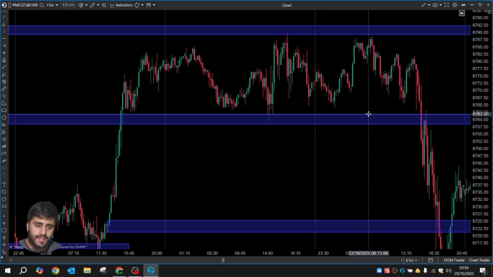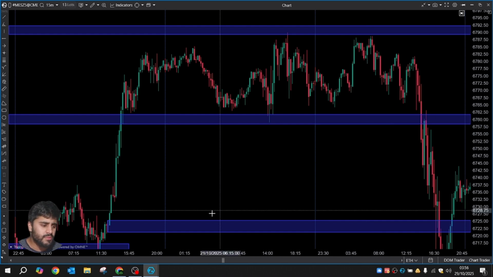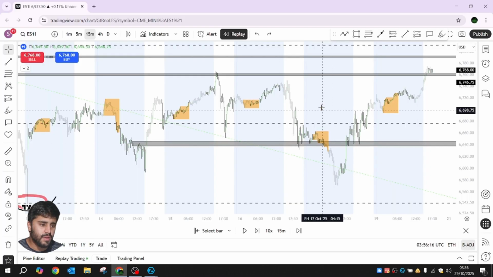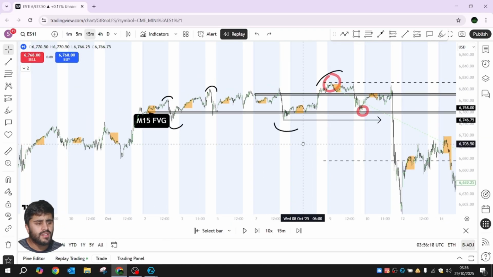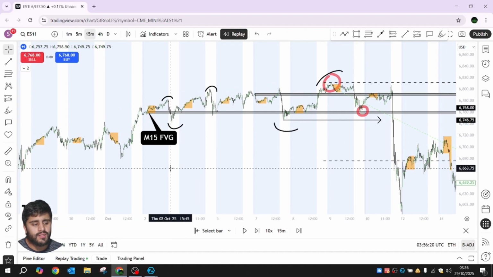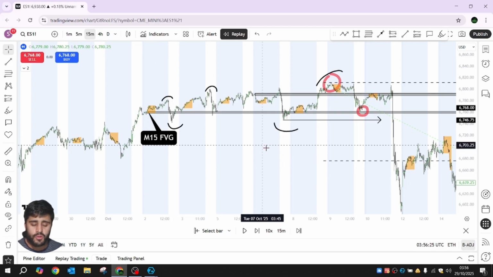So this was now 67.62 down to about 67.58, 59. Very, very important level. But what's interesting to understand, if I take you back to the TradingView chart, was this level was derived all the way from the 2nd of October, right? Wednesday, Thursday, 2nd of October.